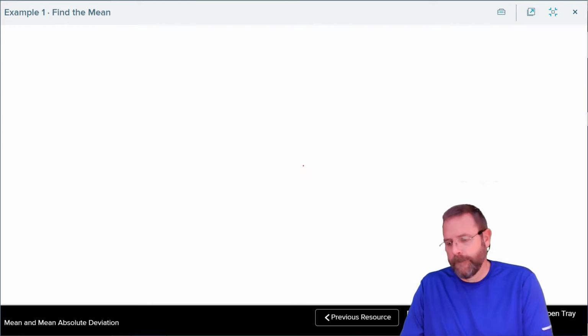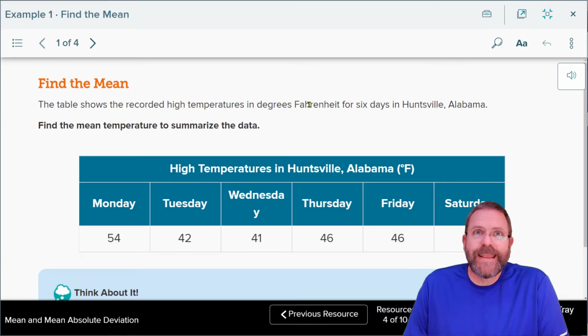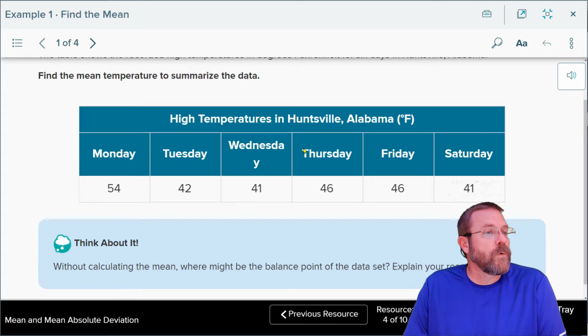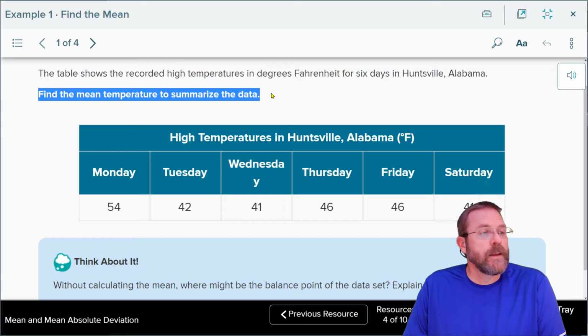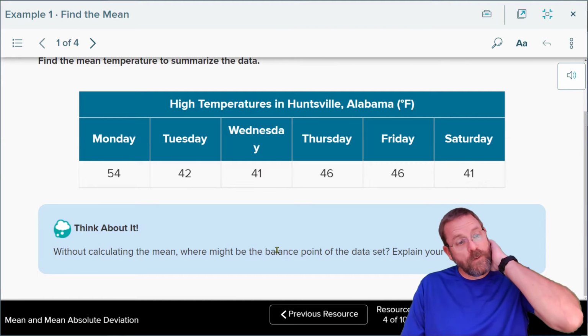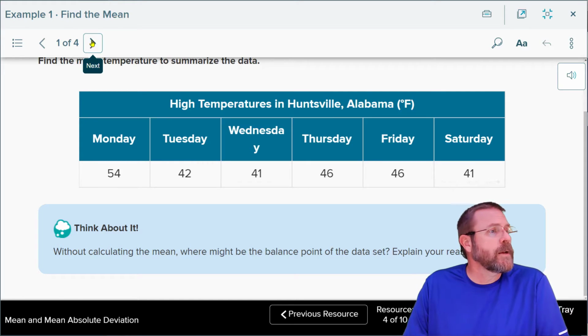It's pretty cool, really. For example 1, the table shows the recorded high temperature in degrees Fahrenheit for 6 days in Huntsville, Alabama. Find the mean temperature and summarize the data. So you can see that these are high temperatures, so that must be in the middle of wintertime: 54, 42, 41, 46, 46, and 41. And it says to find the mean and to summarize the data. Without calculating the mean, you might be able to balance the data with a data set and explain your reasoning, probably, but it would be pretty complicated to do.